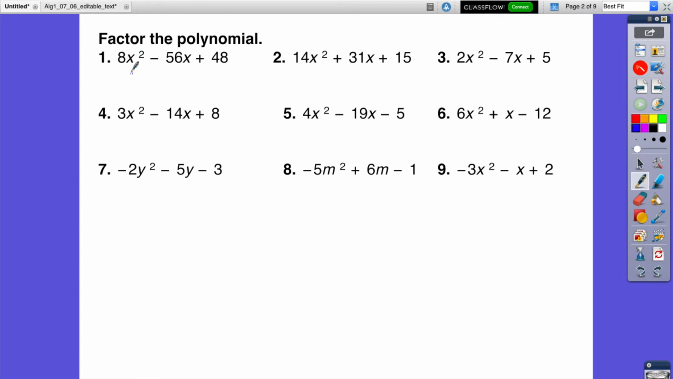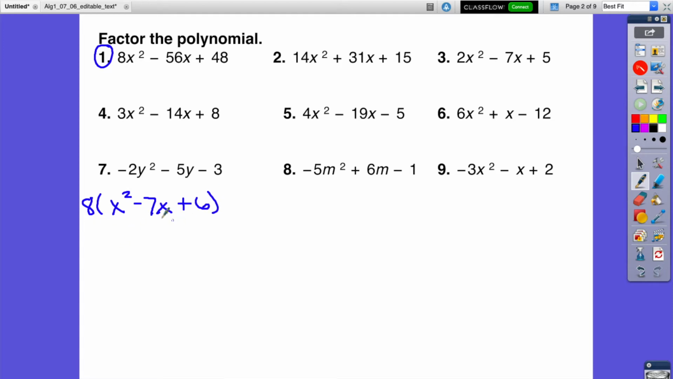Okay, so the greatest common factor for number 1, let's see. Could it be 8? Can I take an 8 out of there? Yes, I can, and yes, I can. And no variables. Let's factor out an 8 first. What's left is x squared minus 7x plus 6.